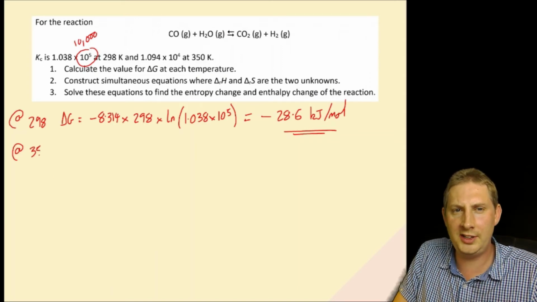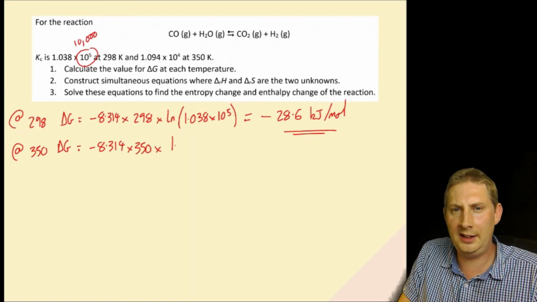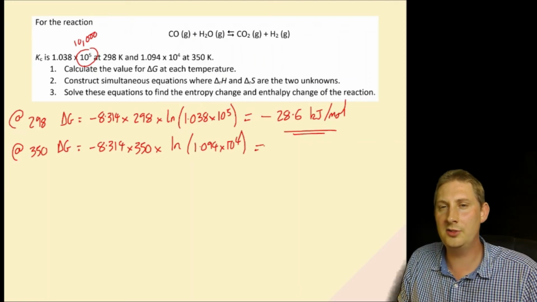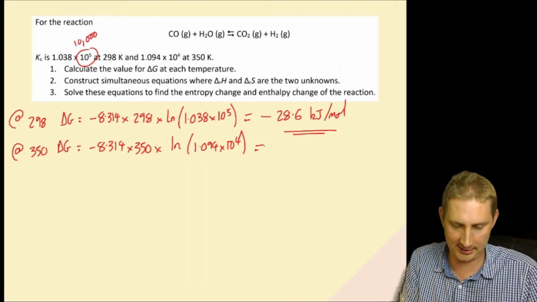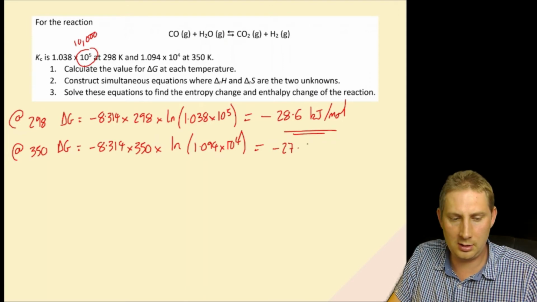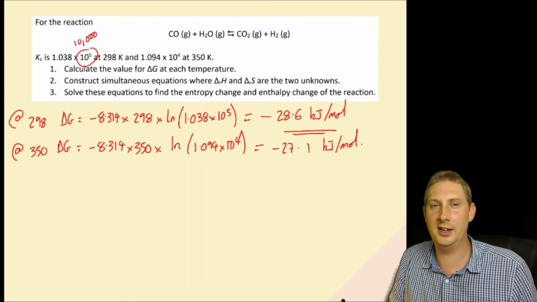At 350 Kelvin, delta G equals minus R, minus 8.314, times T, 350, times the natural logarithm of 1.094 times 10 to the 4. Okay, so we've got about tenfold less product here. So let's see how that affects things. So that is minus 27.1 kilojoules per mole. In other words, less products.